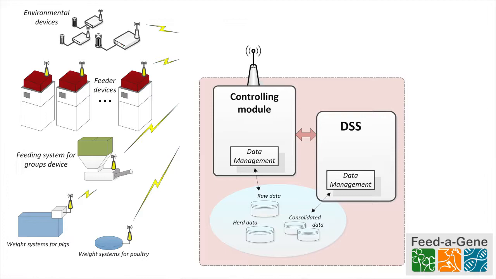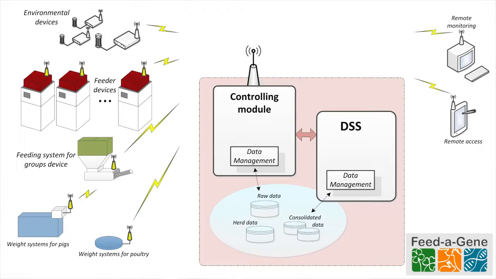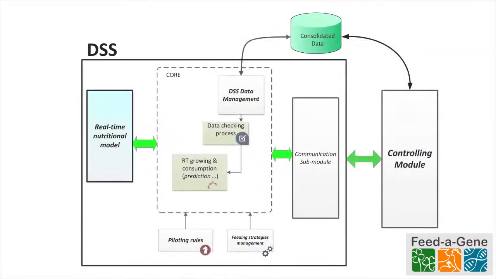There is also the possibility of remote access for the end user, who will control the different phases and implement the different feeding strategies that they want to apply to the animals. The decision support system is designed with different sub-modules. The first is a communication sub-module to exchange with the controlling module, receiving the information and sending the decision. There is also a data management system that helps to exchange the data in a proper structure with the database that will be integrated in the final tool.